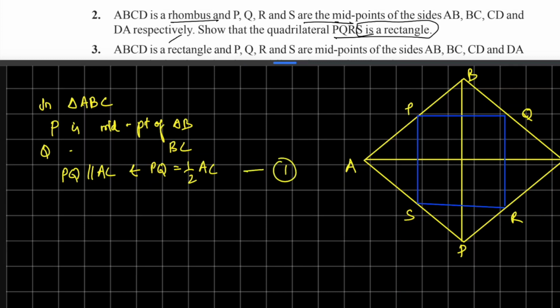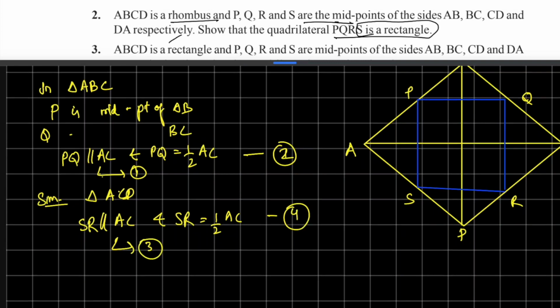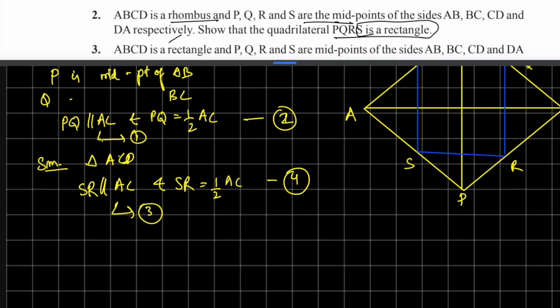Just name it as 1. And similarly in triangle ACD, we can also write SR is parallel to AC and SR is equal to half of AC. Name it as second. So we have combined all these things. Now let's separate them. Mark this as 1, PQ is equal to half of AC as 2, this one is 3, and mark this one as 4, so that we can easily use them and avoid confusion, nothing else.